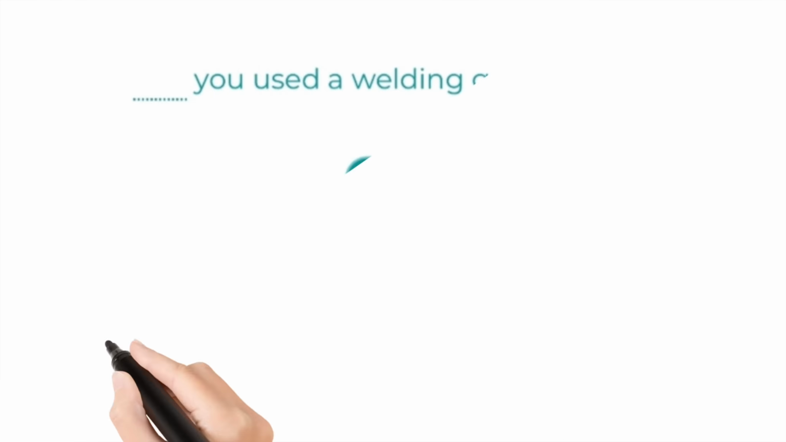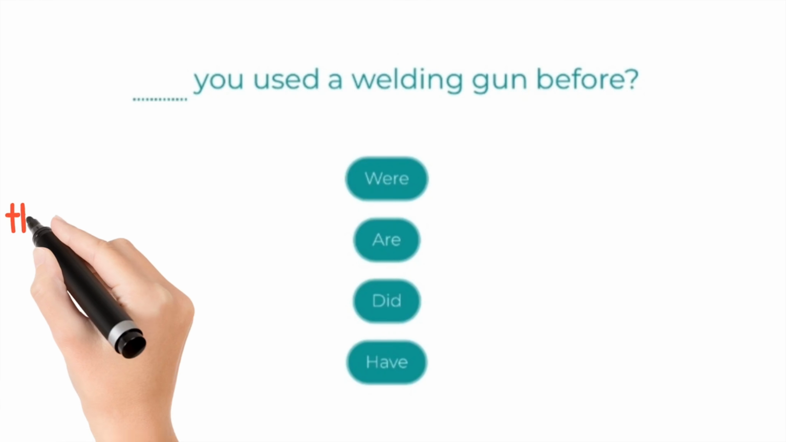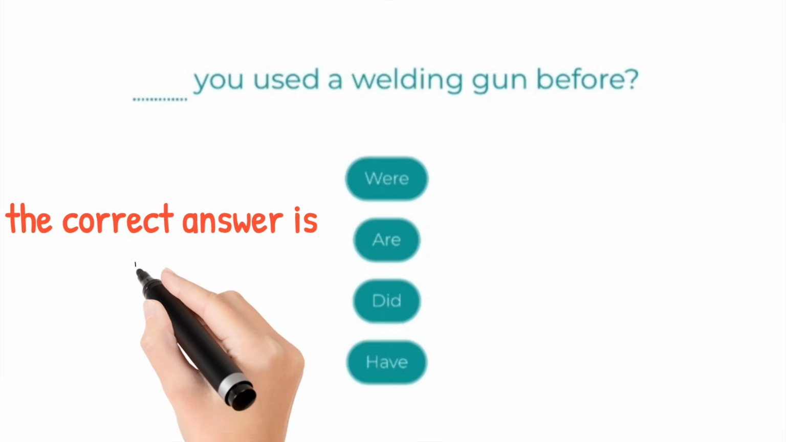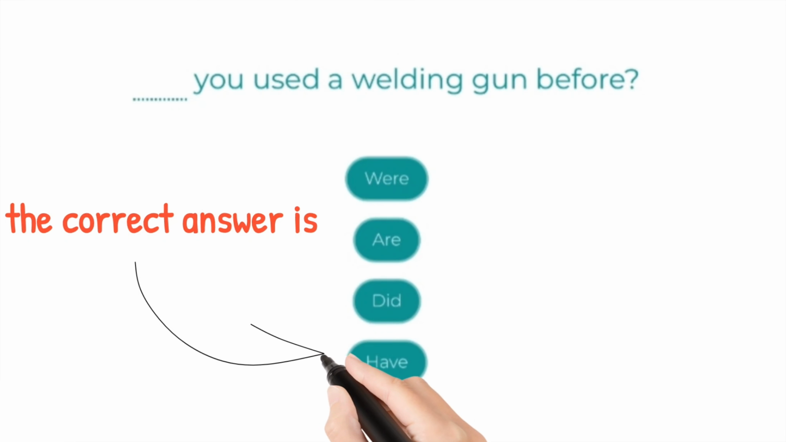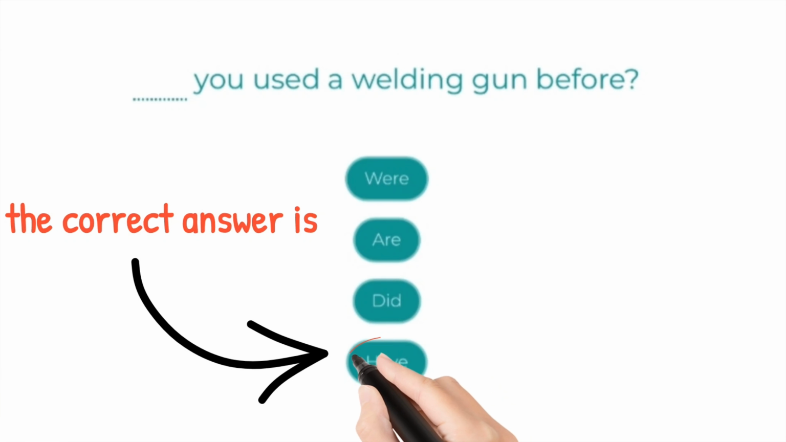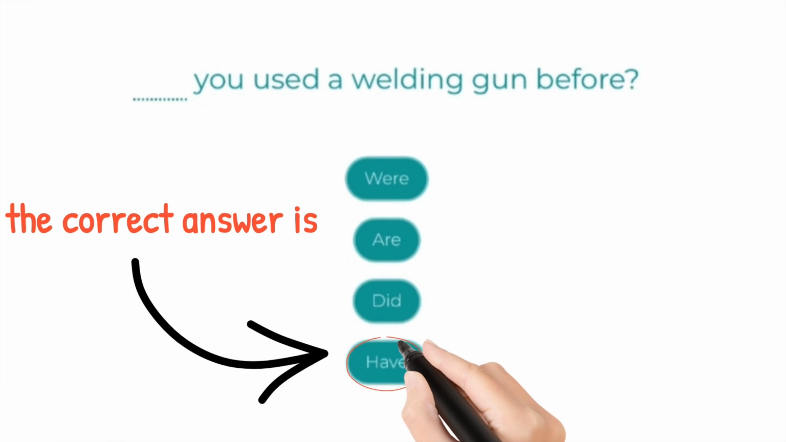Let's continue to the next question. Next question is, "___ you used a welding gun before?" The options for the answer are: number 1 were, number 2 are, number 3 did, and number 4 have. So what is the correct answer? You are right, the correct answer is have.